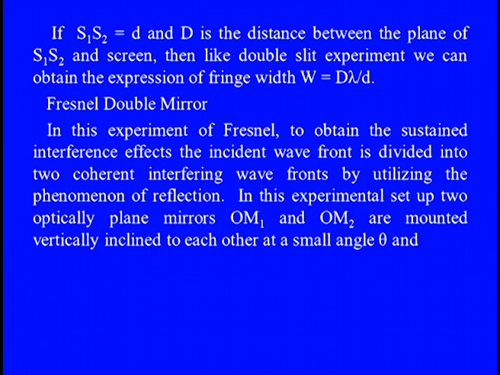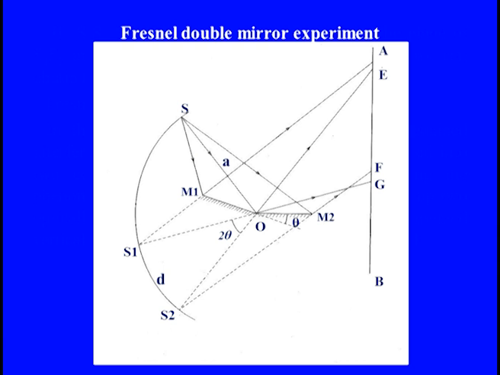Now I will discuss another important experimental setup, which is known as the Fresnel double mirror experiment. In this experiment of Fresnel, to obtain sustained interference effects, the incident wave front is divided into two coherent interfering wave fronts by utilizing the phenomenon of reflection. In this setup, two optically plane mirrors OM1 and OM2 are mounted vertically, inclined to each other at a small angle theta and touching at the point O.